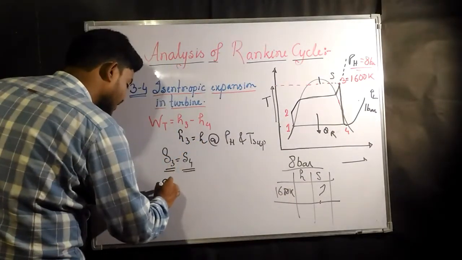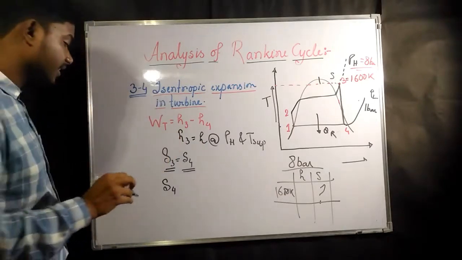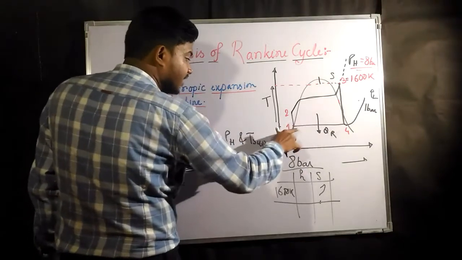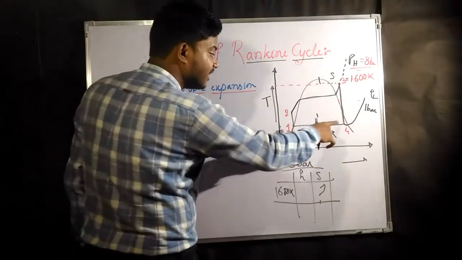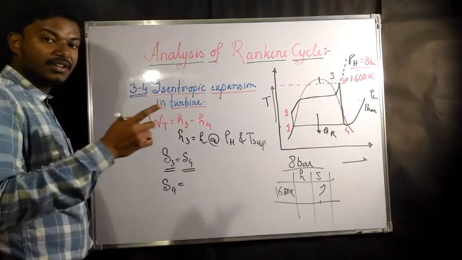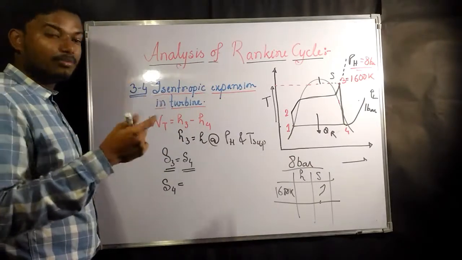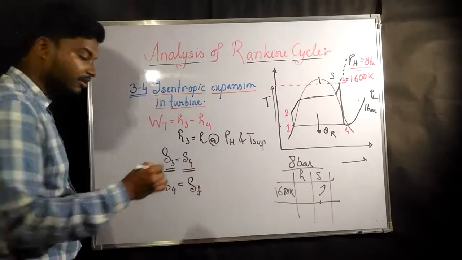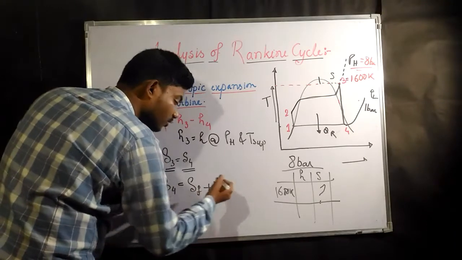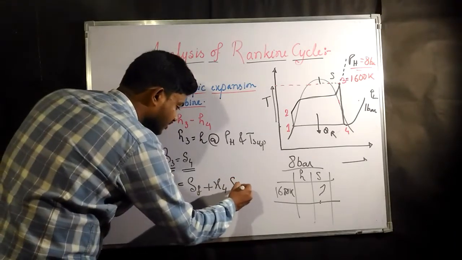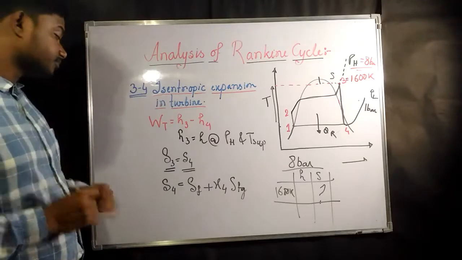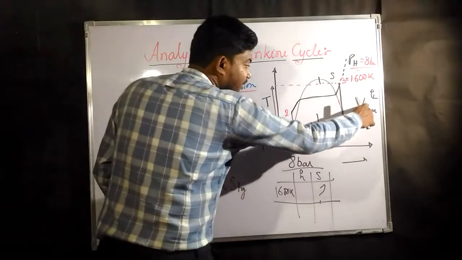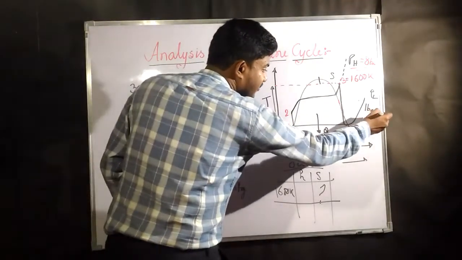Now there is another relation as we have told you earlier. S4 is nothing but S at fluid line plus dryness fraction into the difference of the entropy at fluid line and gaseous line. That means S4 is equal to SF plus X4 into SFG. Now SF is what? SF is nothing but at that particular pressure, that is 1 bar. We have written here 1 bar.